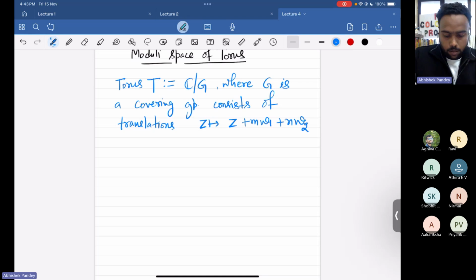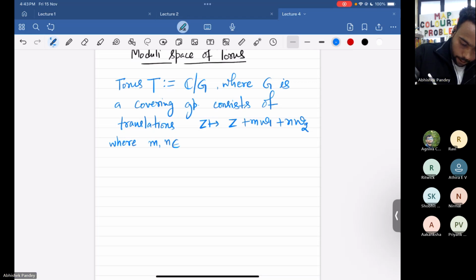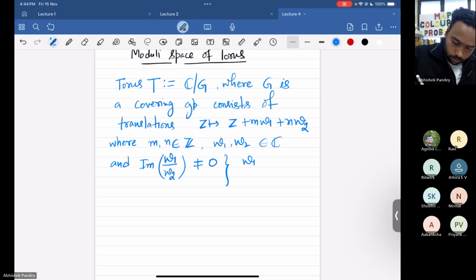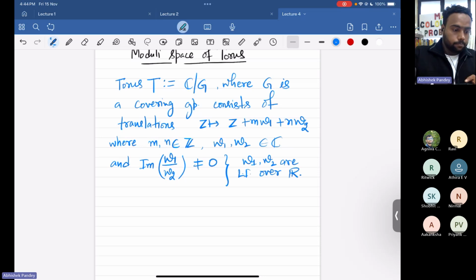w1 plus n w2, where m and n belong to Z, w1 and w2 belong to C, and the imaginary part of w1 upon w2 is non-zero. So this basically tells us that w1 and w2 are linearly independent over R.